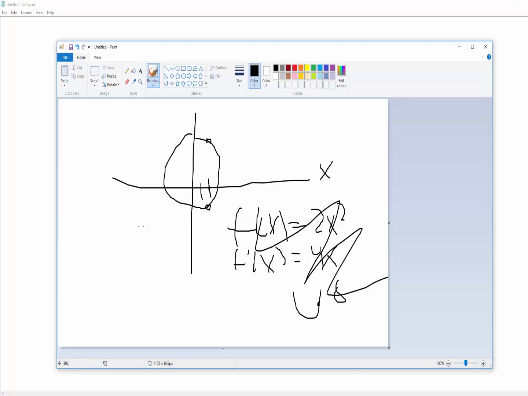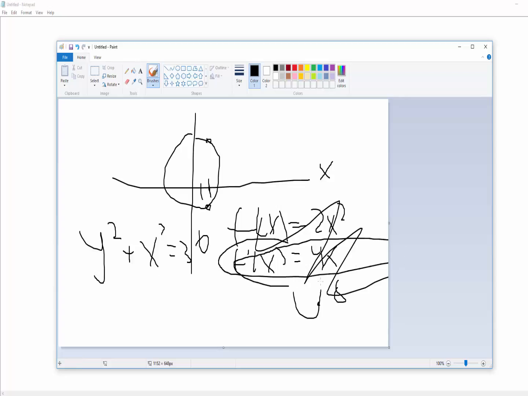But for a circle, when you have two variables, like y squared plus x squared equals 36, the derivative is going to give you something where you have to plug in an x and a y value, because it needs to know which x value and which y value you're using to get the slope. Okay. All right, so that's what implicit differentiation is.